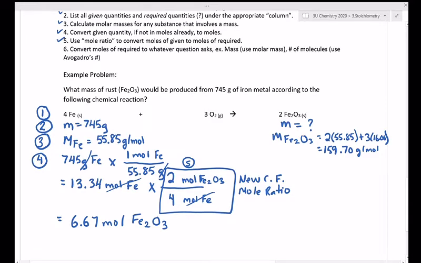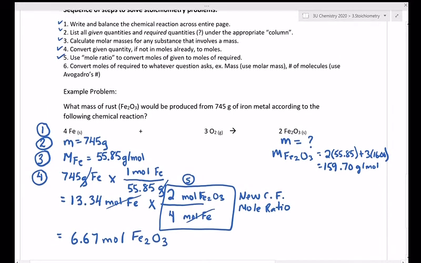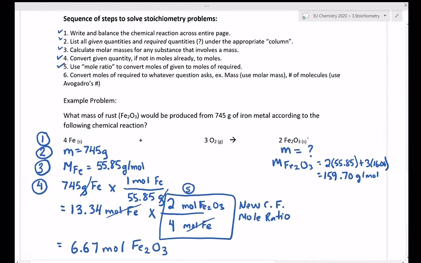So we're getting there. Now, when you take a look at your question, you set it up so you would not forget what your goal was. And you were to solve for mass of iron oxide. So step 6 says convert moles of your required, which we now have, to whatever the question is asking for. It might be mass, where you're going to use molar mass. It might even ask for molecules or particles like atoms or molecules, depending what your substance is. So in that case, you'd use your old Avogadro number conversion factor.